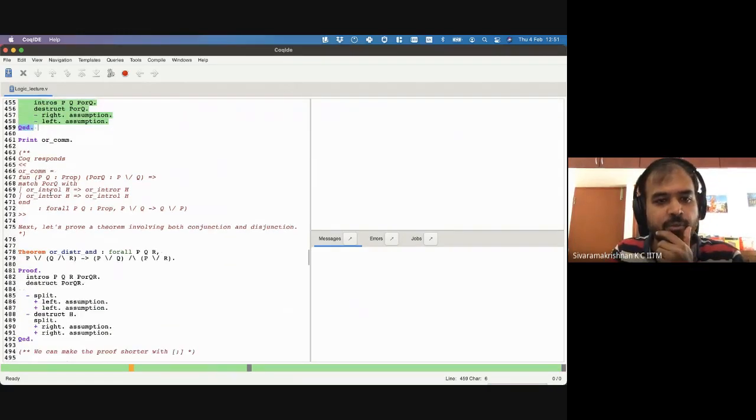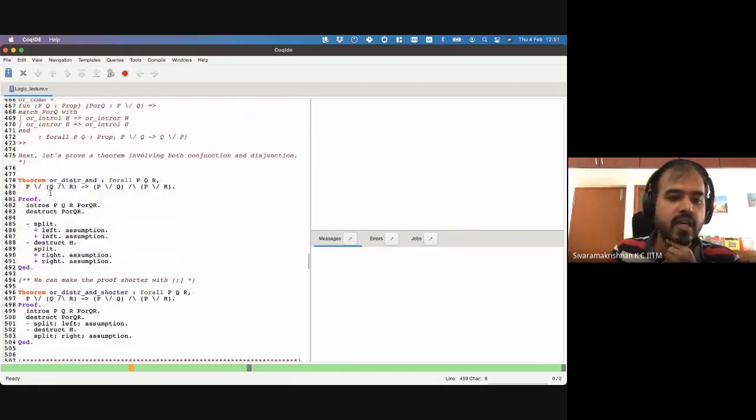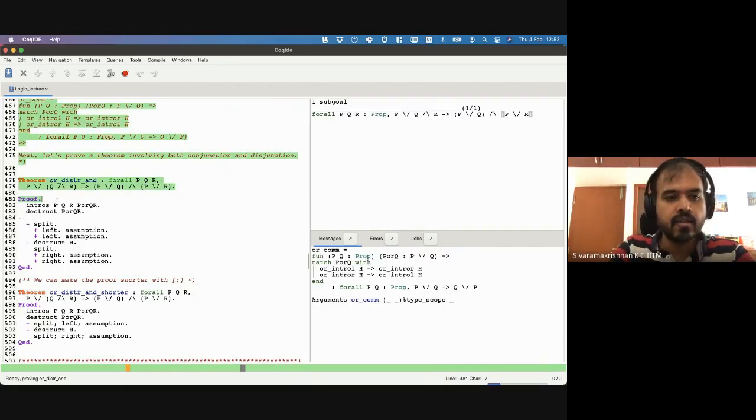So let's prove something that involves both conjunction and disjunction. This is just a way to complete the circle so that we know how to operate with both conjunction and disjunction in the same theorem. So this is disjunction distributing over conjunction, right? Here, P or Q and R implies P or Q and P or R. We know this holds. How do we prove this?